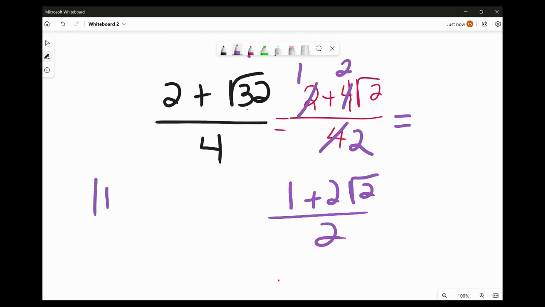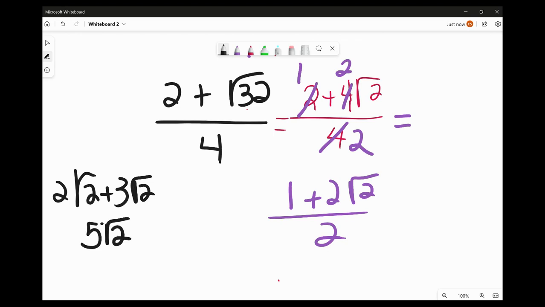That's like saying 1 plus 2x. You can only combine if they have the same square root. So, for instance, I could say 2 times the square root of 2 plus 3 times the square root of 2, you can add them together. That's like saying 5 times the square root of 2. It's like 2x plus 3x because they have the same number inside the radical sign. So you can combine them.